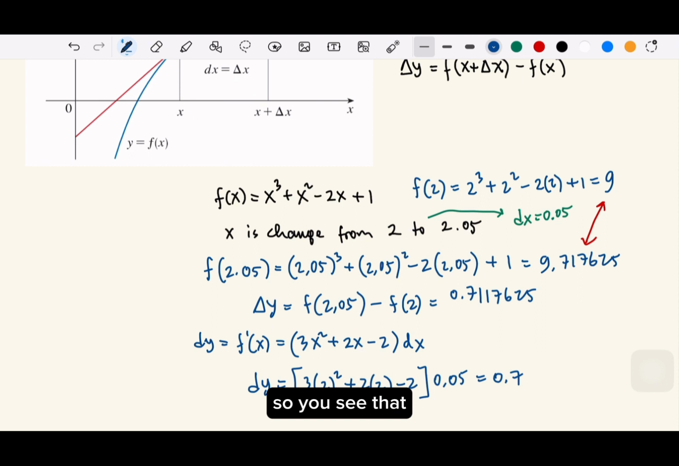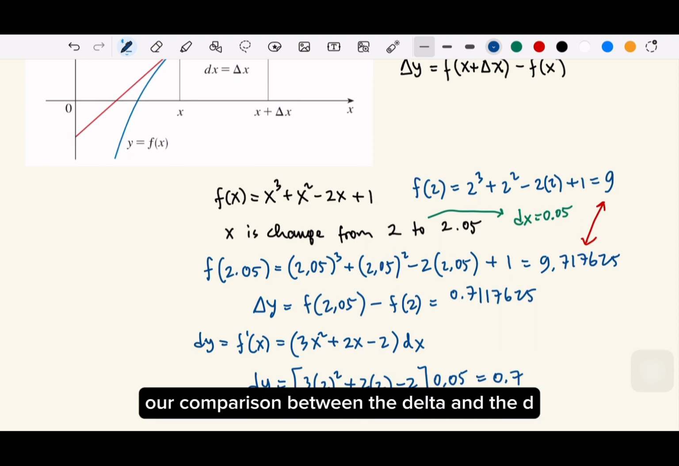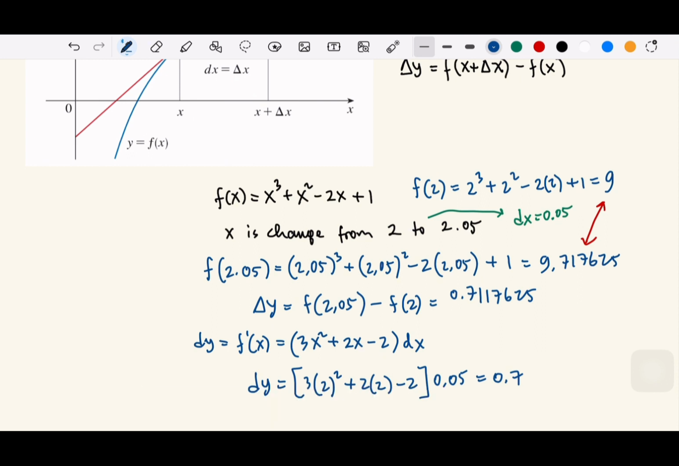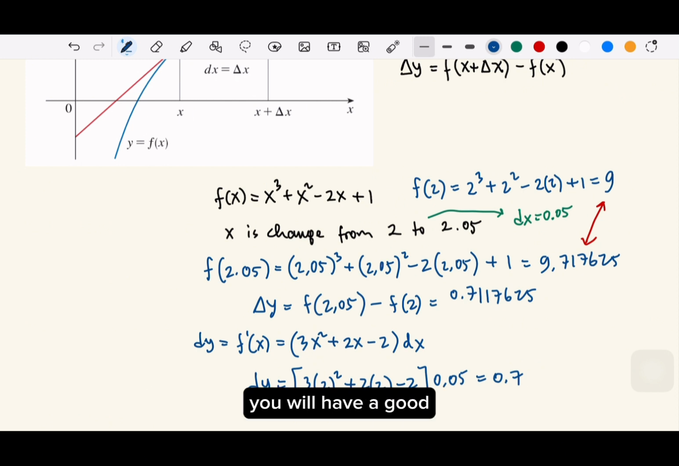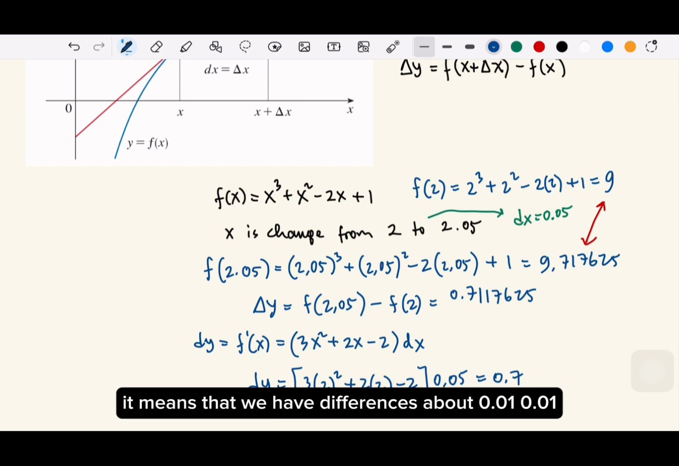So you see that in our comparison between the delta y and the dy, as long as you have a good approximation, you will have a good result. It means that we have a difference of about 0.01.